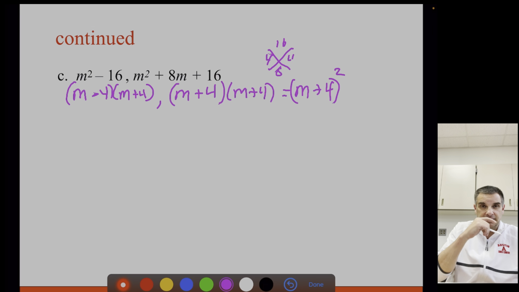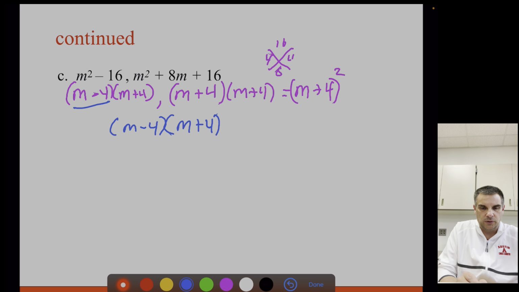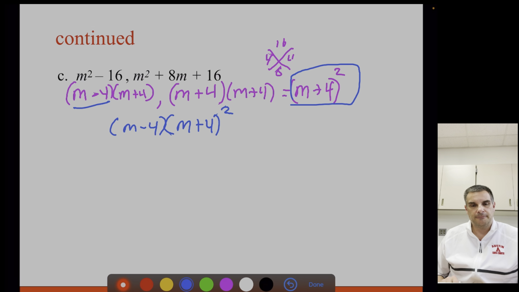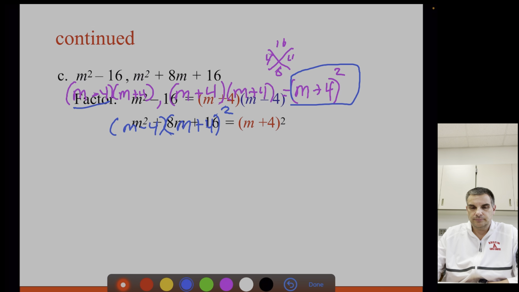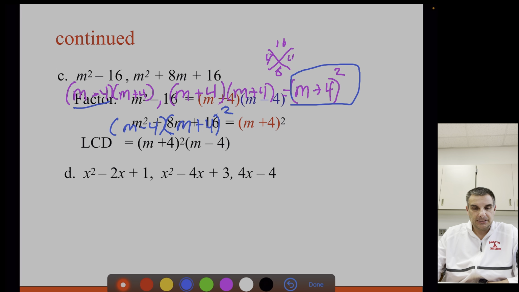So now when we're finding the least common denominator, I start on the left-hand side. That's right there. So I've got m minus 4. The next thing I have is m plus 4, but I don't have any more. Now I look at my other one, and it's m plus 4 squared. So my m plus 4 there can just be squared. That's the least common denominator of those two. Okay, this is exactly what we had.